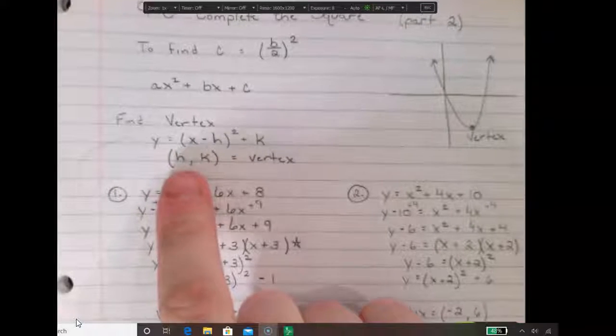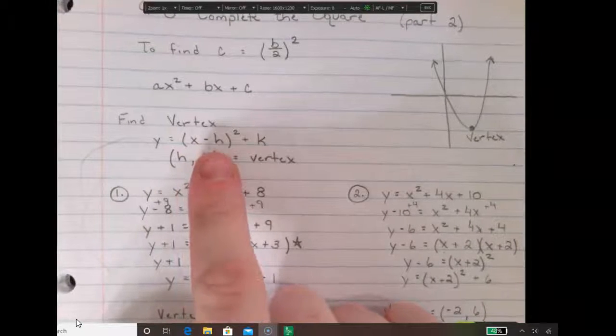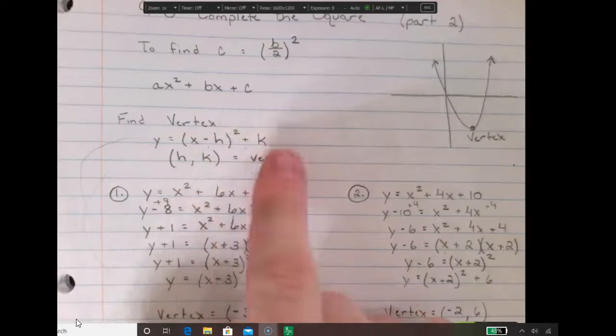Don't forget about your equation. Y equals x minus h squared plus k.